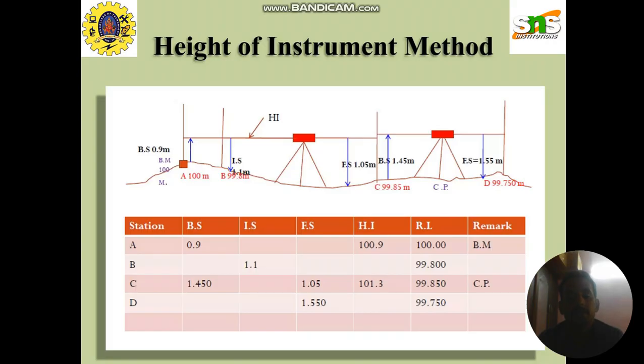That is 101.3. From the new height of instrument, we can measure the reduced level of all other points taken from that position. That is 101.3 minus 1.550 will give you the reduced level of point D. This is how readings are noted using the height of instrument method.